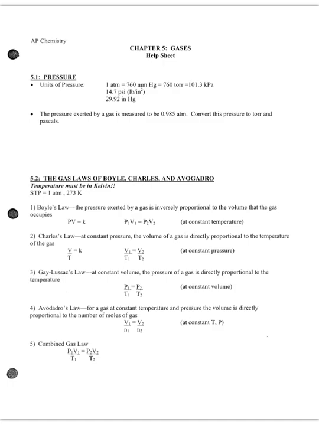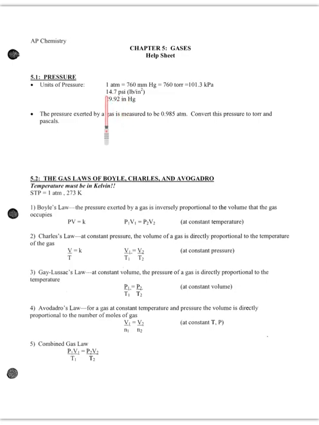Let's start here with pressure. Look at these units of pressure. 1 atmosphere equals 760 millimeters of mercury, 760 torr, and 101.3 kilopascals. You should know all of these pressure units, and these are considered standard pressure units at sea level. The 14.7 psi right here, PSI stands for pounds per square inch.